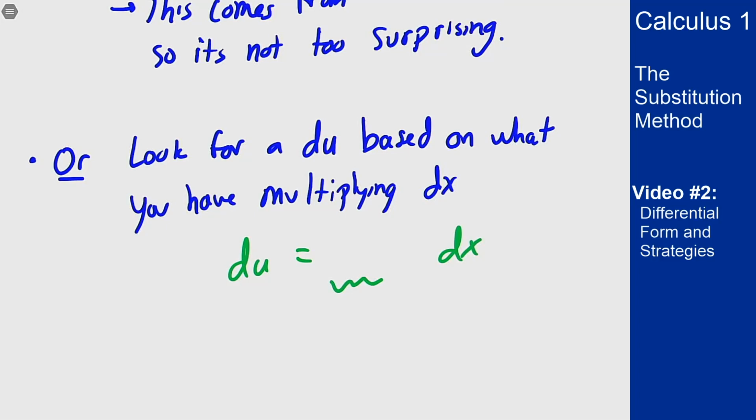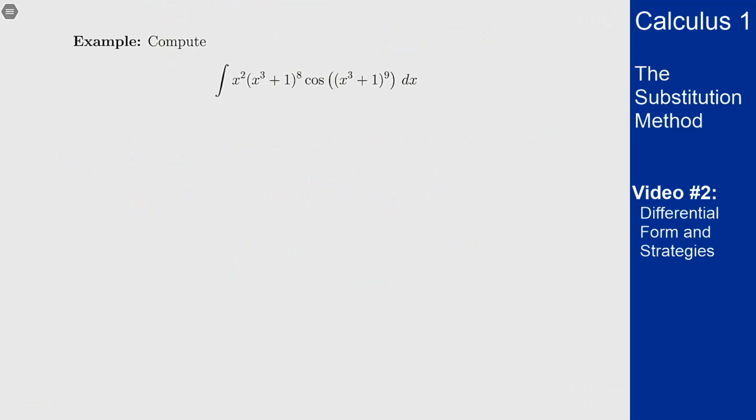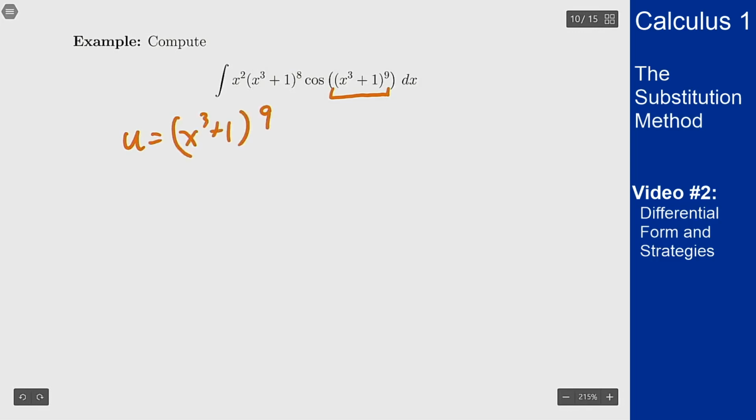and see if that works as well. One more example here, integral of x squared times x cubed plus 1 to the 8th times cosine of x cubed plus 1 to the 9th dx. So for this one, we're going to look for an inside function. And here, the inside function I see is this x cubed plus 1 to the 9th in here. So I'm going to set u to be x cubed plus 1 to the 9th.